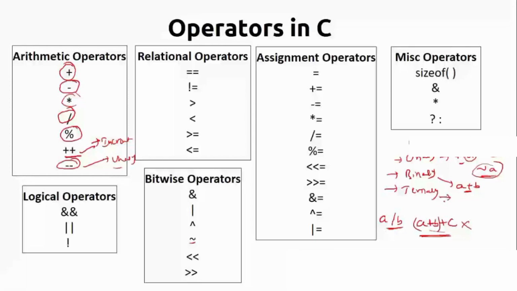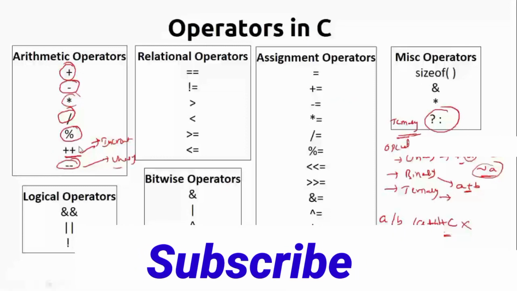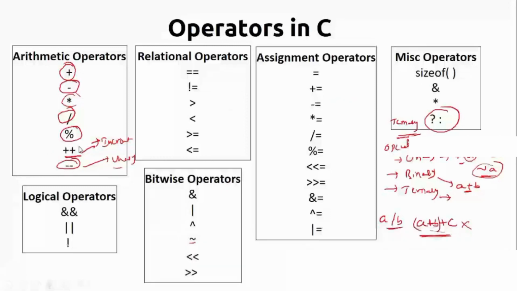So ternary means 3 operands. Here we can find one operator called the conditional operator. This is the ternary operator. I'll explain this one also. So these are the operators in C, basically divided into arithmetic, relational, logical, bitwise, assignment and miscellaneous operators. Now we'll see plus plus and minus minus operators with execution.